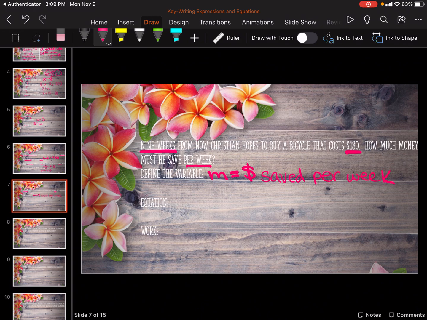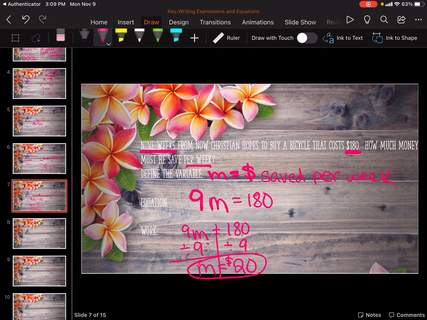Okay, so if he's got to save M dollars for 9 weeks, we want a total of 180. So that would be 9M equals 180. I'm going to write that 9 a little closer. So now we're going to solve it. 9M equals 180. Draw your line. Divide both sides by 9. M equals 20. And make sure you have units on these. These are word problems, so $20. You make sure you put that dollar sign in front of it.